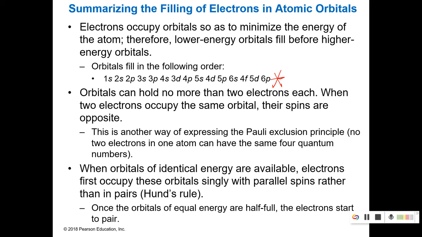So S has 1 orbital. P will be 3 orbitals because each holds 2. D is 5 orbitals. And then F is 7 orbitals.